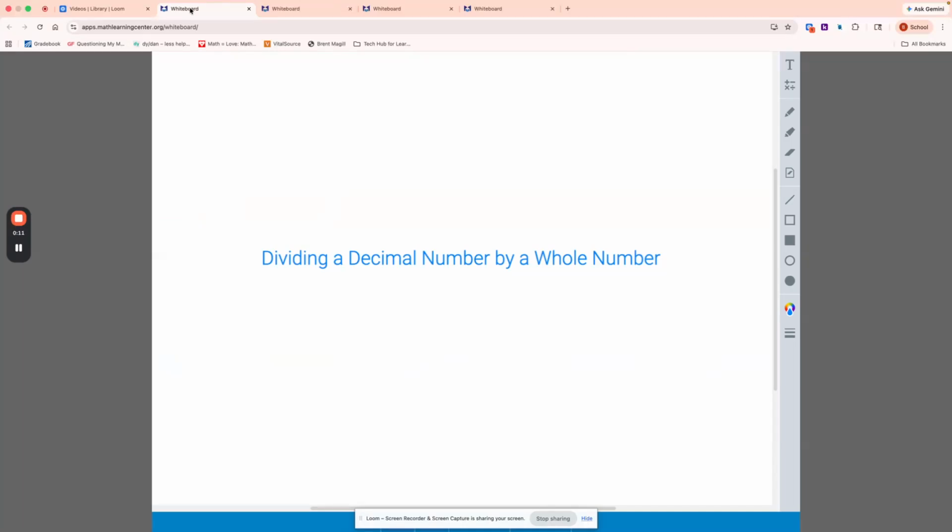Hey there, we're getting into division again today. So dividing a decimal number by a whole number is the learning task.